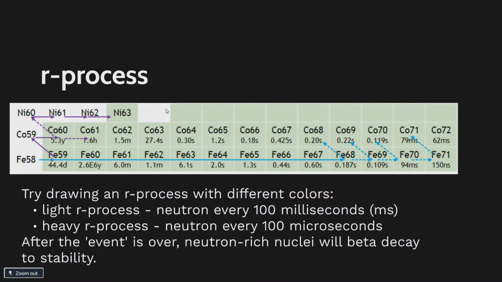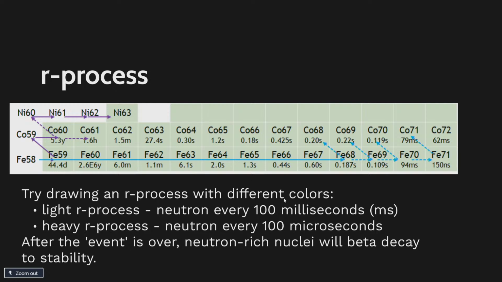So I'm just going to end with giving you a task. You can use the same chart of the nuclides that you hopefully downloaded and draw the r-process. And now, because it's only going to see a neutron every 100 milliseconds, if you start with iron, you're going to go way, way, way out to very heavy iron isotopes before beta decay happens. And so you'll see a totally different path.